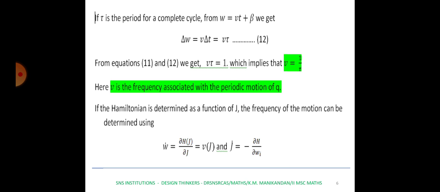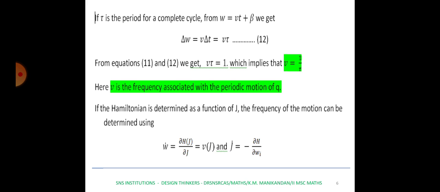Next, suppose tau is the period for a complete cycle. Now with the equation w equal to vt plus beta, we find the value of the change in w, delta w equal to v into delta t. Since beta is a constant of integration, it will vanish. So therefore finally we will get delta w equal to v delta t, that is v tau. Name this equation as 12.